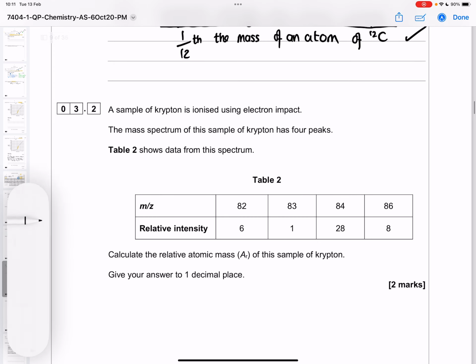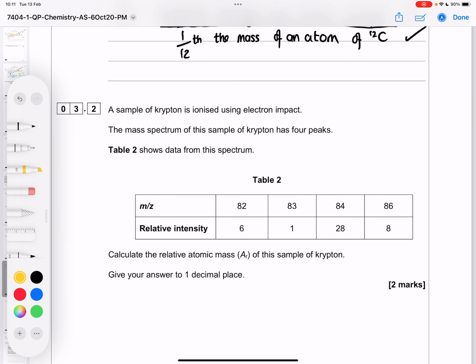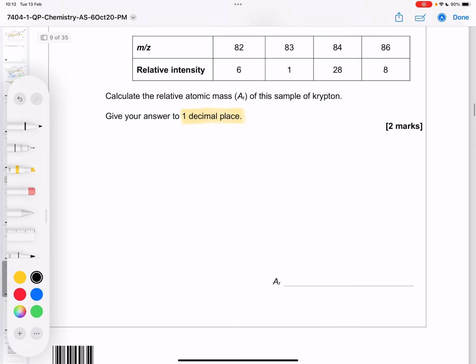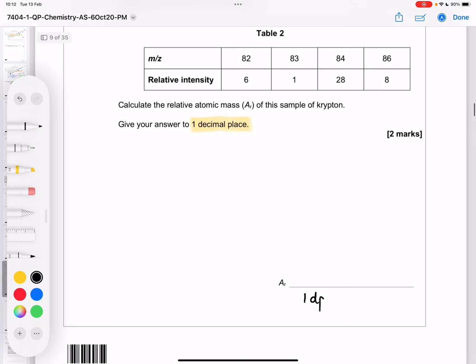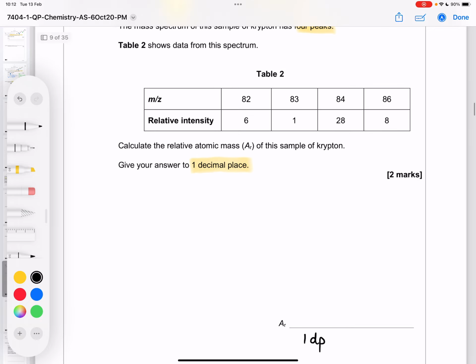The next part of the question says that we are ionising krypton using electron impact, where we knock off an electron. It has 4 peaks, that tells us it has 4 isotopes, and it's asking us to calculate the relative atomic mass to 1 decimal place. At this point, I'm going to go down to the bottom line. I'm going to write 1 decimal place underneath to remind me at the end to give my answer to 1 decimal place. Then I'm going to remember that this calculation is where I do this weighted average.